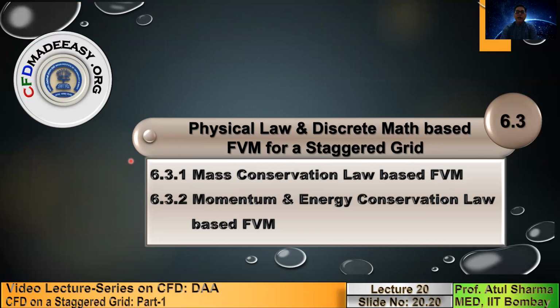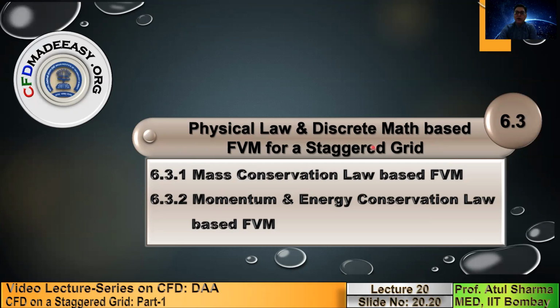So with this, I had completed the challenges. That was the first section, 6.1. And then I had moved to section 6.2, which was on a staggered grid, which was proposed as the first remedy for the pressure velocity decoupling. And in section 6.3 of part 1 of this lecture on CFD for a staggered grid, I'll finally present the physical law and discrete math-based finite volume method for a staggered grid.